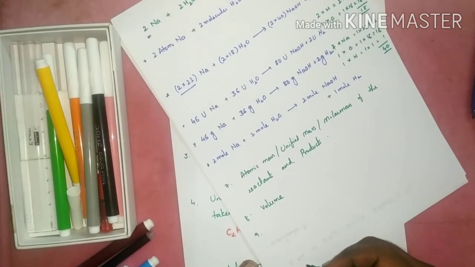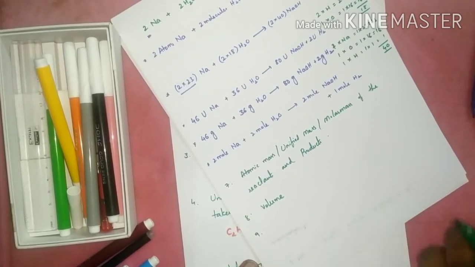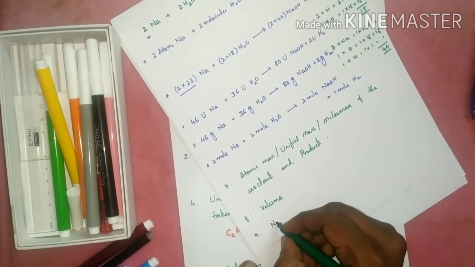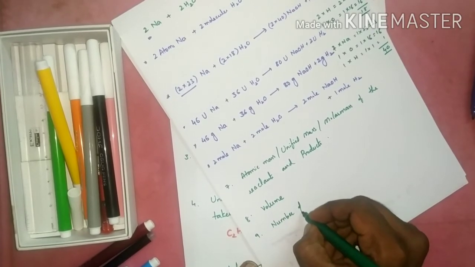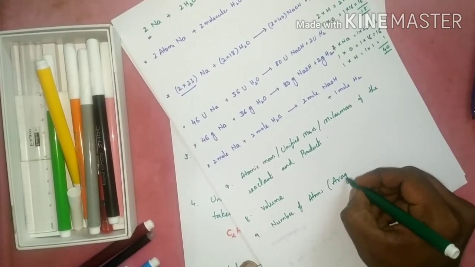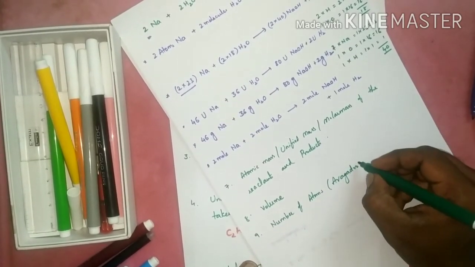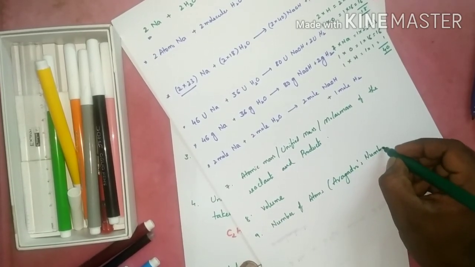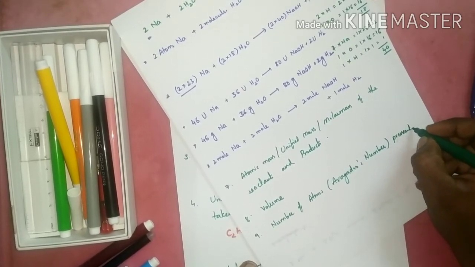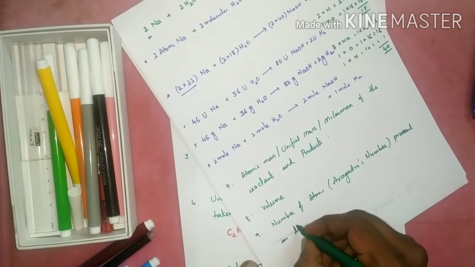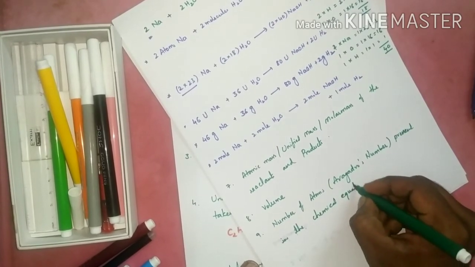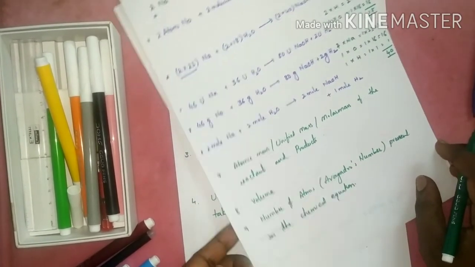If you know the number of moles, we can say the number of atoms and number of molecules. We can say the number of atoms with the help of Avogadro's number, 6.023 times 10 to the power of 23. With the help of Avogadro's number, we can say the number of atoms present in the chemical equation. This much information we get from a balanced chemical equation.